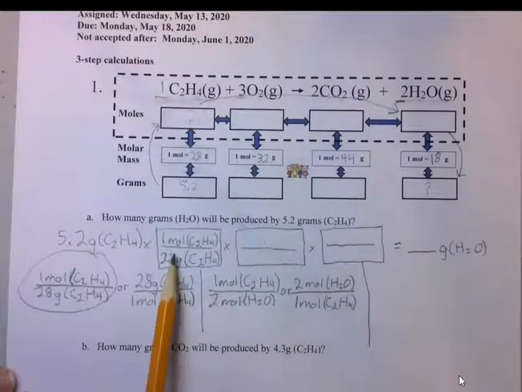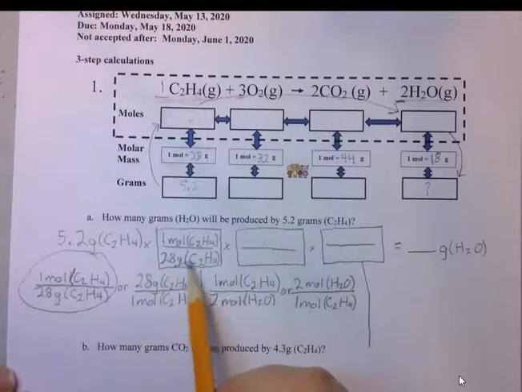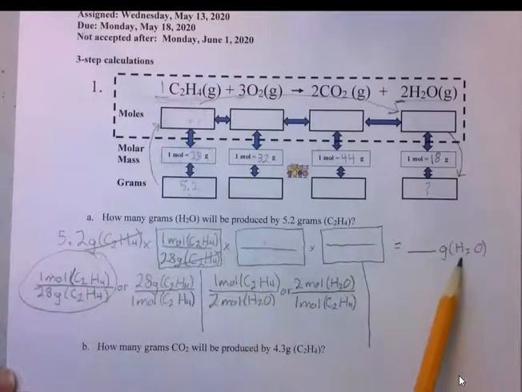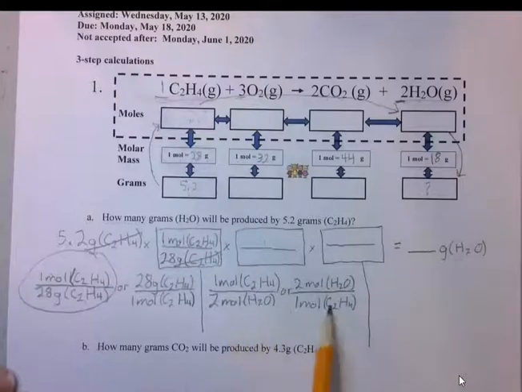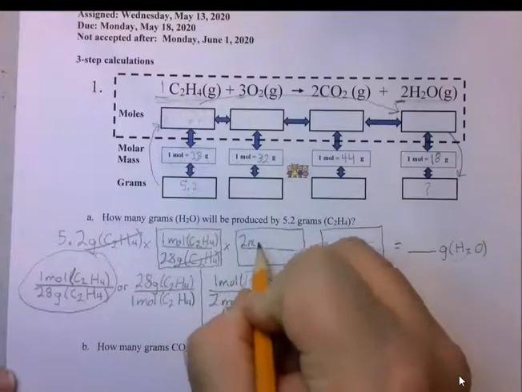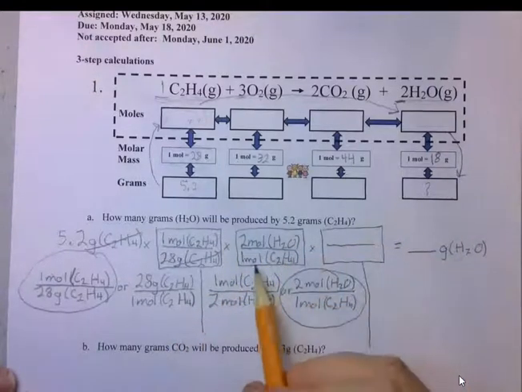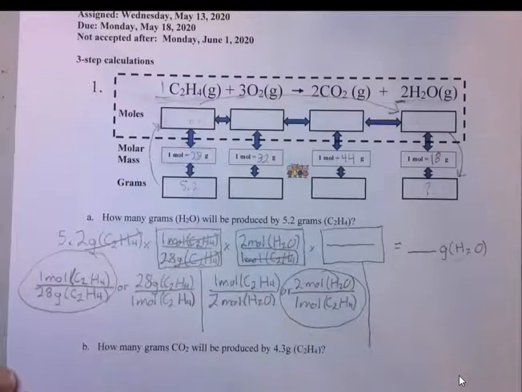Which one is it going to be? Well, here you have moles of C2H4, but that doesn't appear in your final answer. That means it has to go away. So we need to pick the one that makes moles of C2H4 cancel out. Which one is that? That's this one. Okay, and moles of C2H4 cancels with moles of C2H4. Now we've got 1 more left.